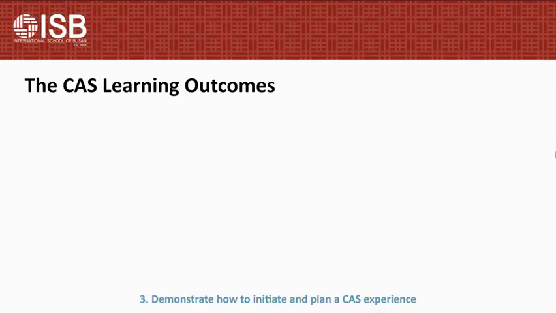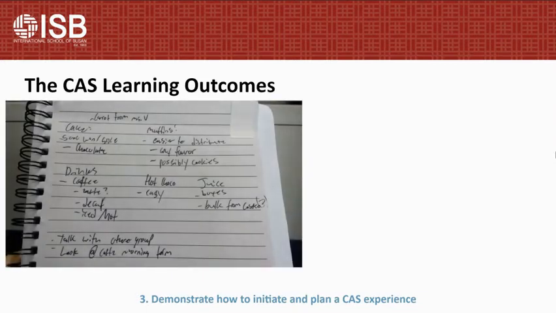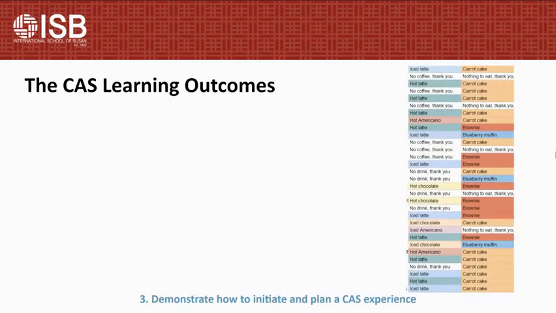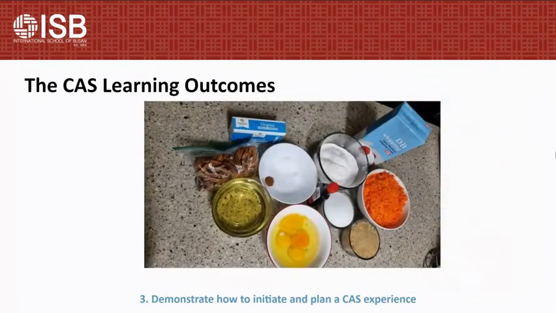The third learning outcome is demonstrating how to initiate and plan a CAS process. Now, this student, along with a group, was going to be providing food for a charity event. And so they had to go right from the beginning. How do you start? What are you thinking of doing? What are you thinking of producing? They had to get information from the people who were going to be consuming the food about what they wanted, and actually producing the food themselves. And so they had to plan out what they were going to be doing.